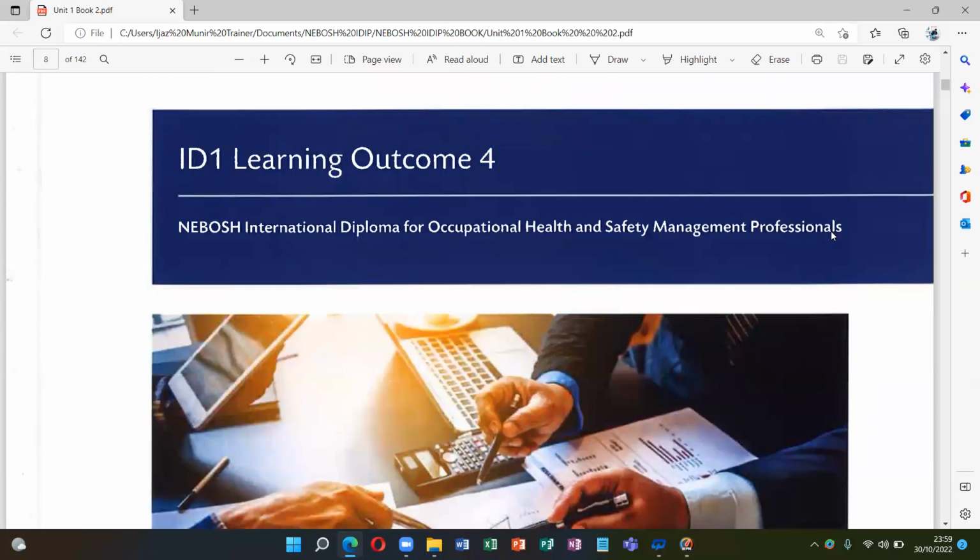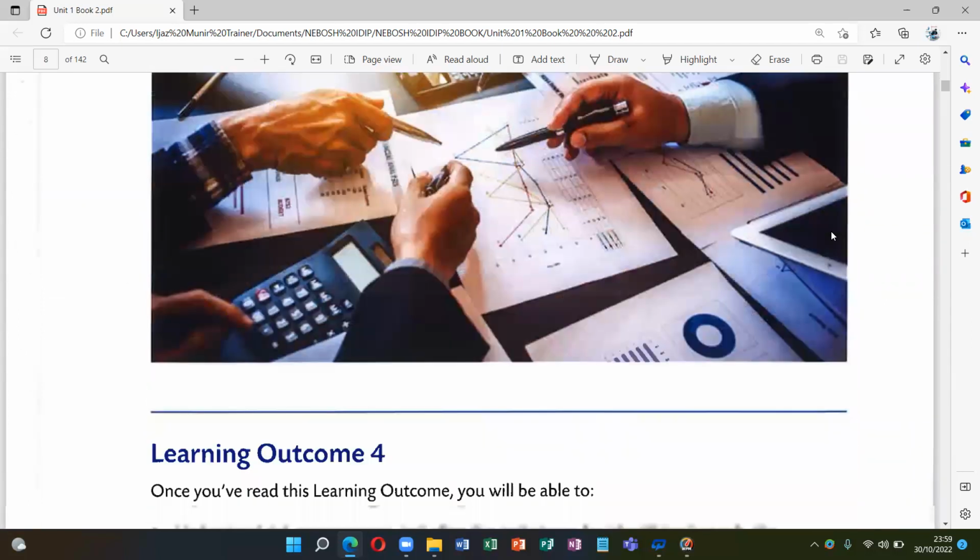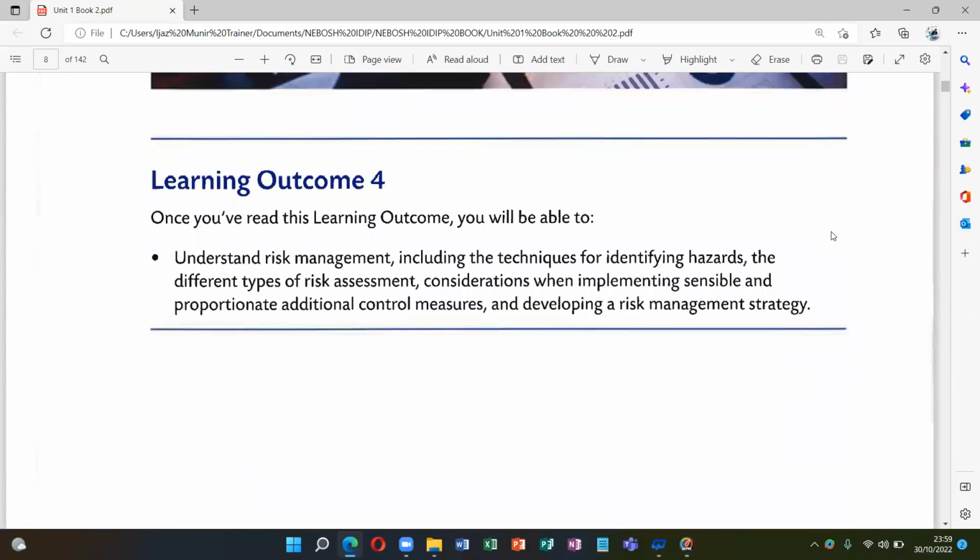ID1 Learning Outcome 4, NEBOSH International Diploma for Occupational Health and Safety Management Professionals. Once you have finished this learning outcome, you will be able to understand risk management, including the techniques for identifying hazards, the different types of risk assessment, considerations when implementing sensible and proportionate additional control measures, and developing a risk management strategy.